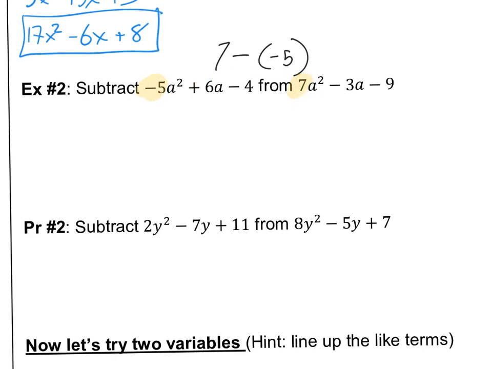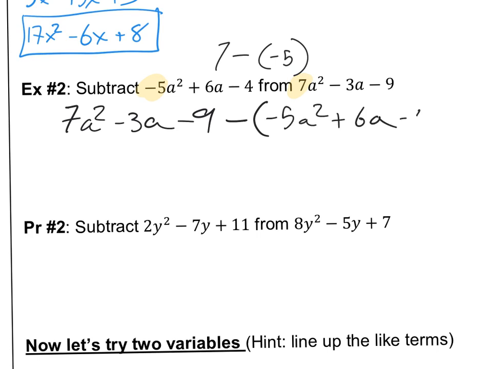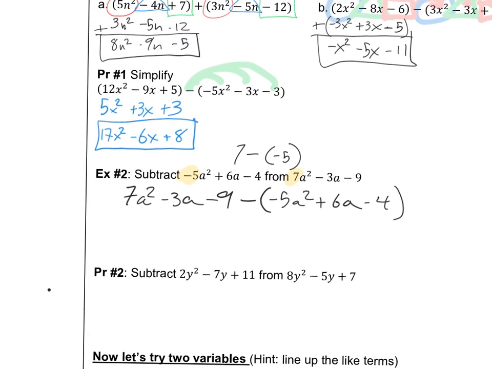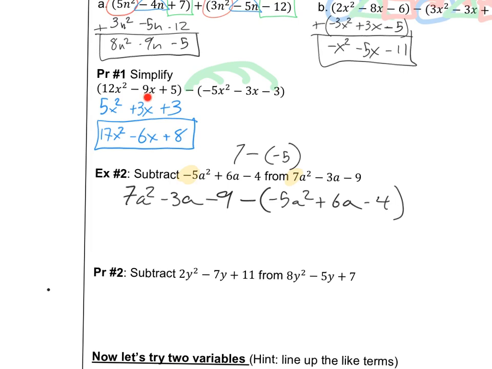Isn't that how you would write it out? So we have to realize that this is in front. It's really saying this whole term minus this whole term. So what I'm going to go ahead and do is write 7a squared minus 3a minus 9. And then I'm going to say minus parentheses, and then put the second term, negative 5a squared plus 6a minus 4. All right, now that we've done that, you can see it looks just like the problem above, right?